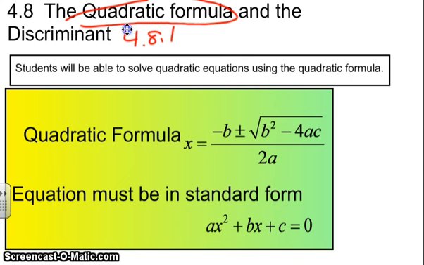So this is the third method we're learning to solve quadratic equations. First we learned solving quadratic equations by factoring, and then we learned solving quadratic equations by taking square roots. And this is the third method, the quadratic formula. Not all quadratics can be solved using the first two methods, but all of them can be solved using this method.